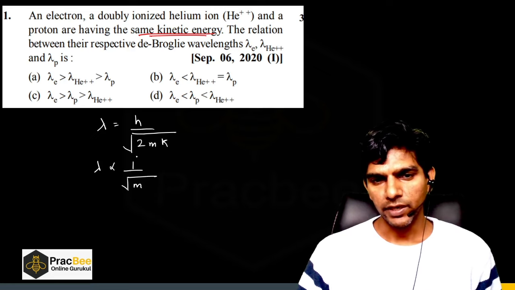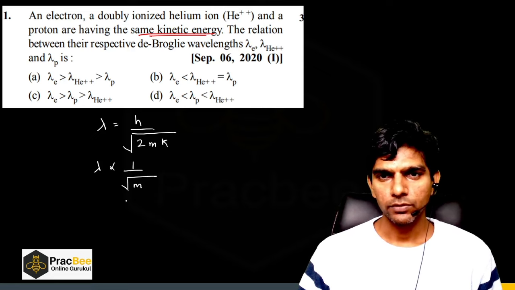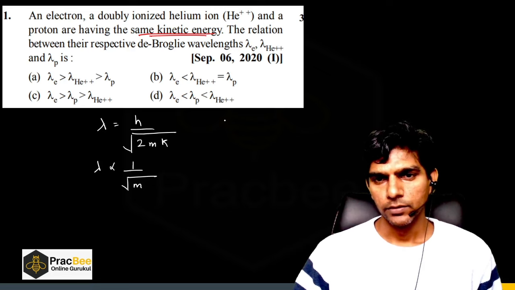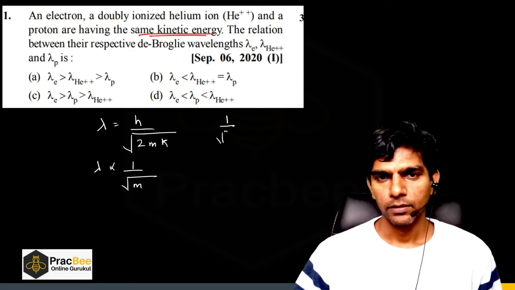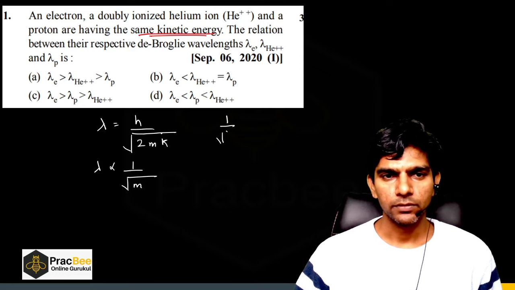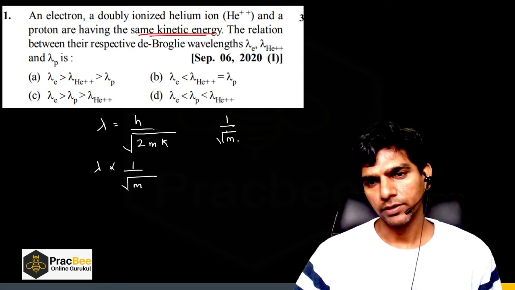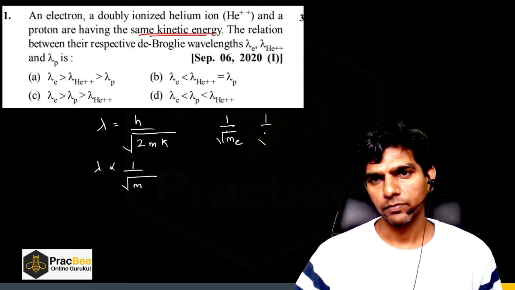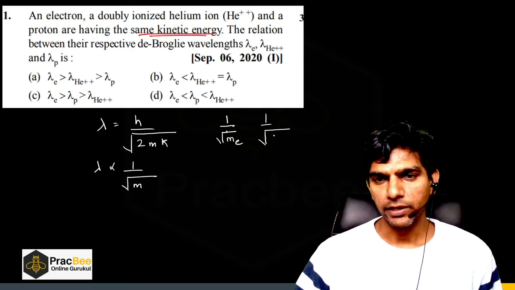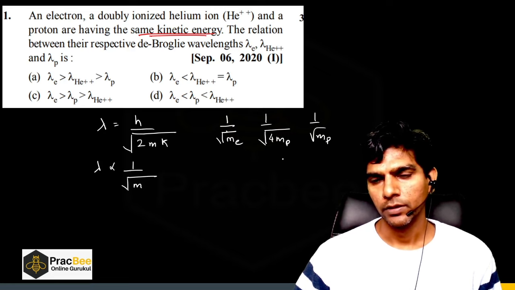Now basically we have to check the value of 1 by root m to compare the wavelengths. So in the options, okay, right. So 1 by root m. So we have the electron, mass of electron. Then we have helium 2 plus. For helium 2 plus, what is the mass? You can say it will be 4 times the mass of proton. And then for proton, it is 1 upon root mp.